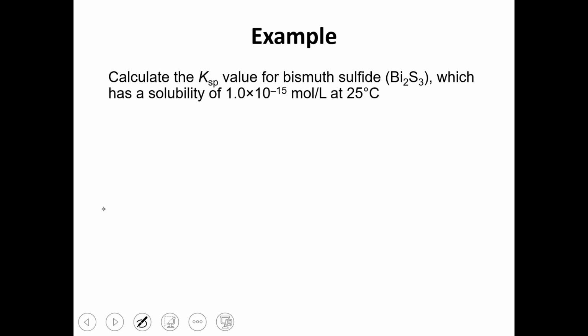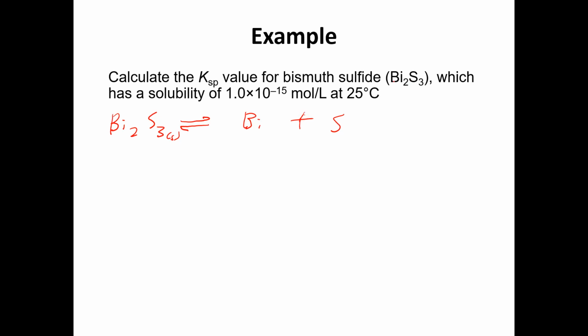Bismuth sulfide, when it dissolves in solution. So bismuth sulfide is going to be a solid. So we're going to get bismuth and we're going to get sulfur. Now we need to put charges and we need to put the coefficients.